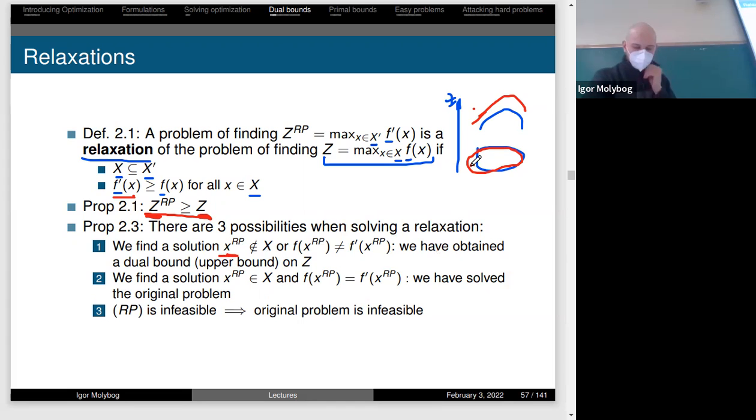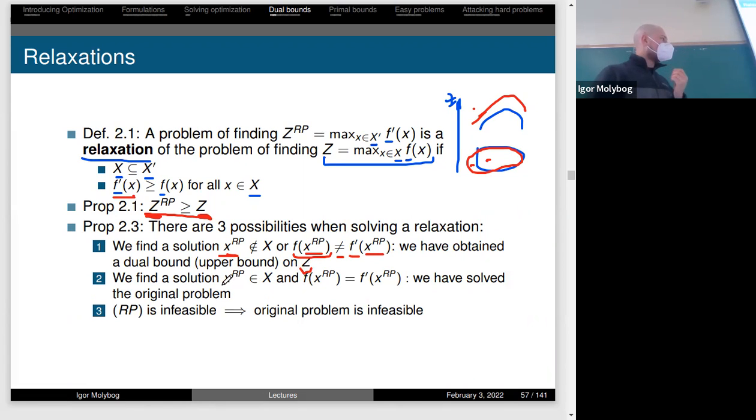Well, in this case, let's say the solution to the relaxation does not belong to the set X, the set of the original problem. The value of the objective function of the original problem at the optimal point of the relaxation is not equal to the value of the relaxation at that optimal point. In this case, we have obtained the dual bound, which is the upper bound on Z. So this is the bounding. We have solved a bounding problem.